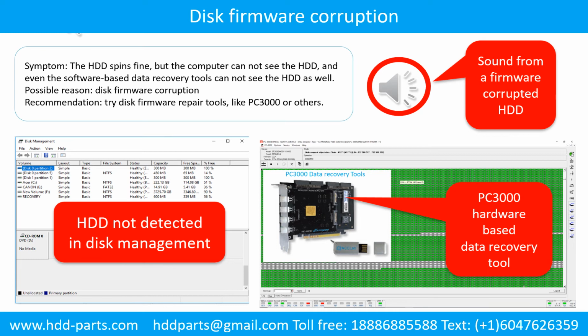It sounds like a good hard drive, but the computer cannot detect the hard drive.